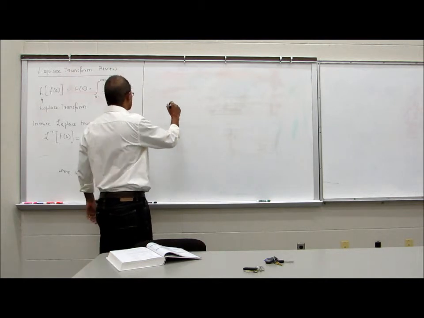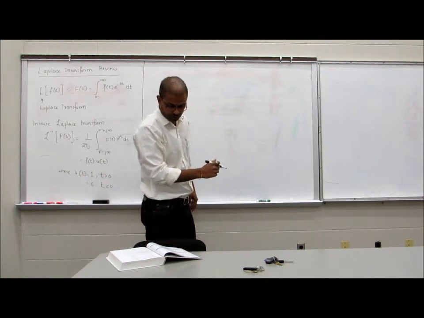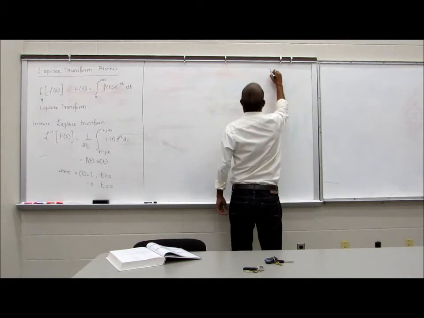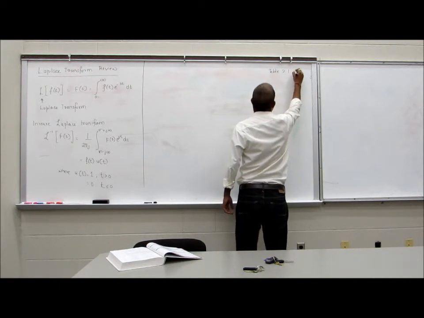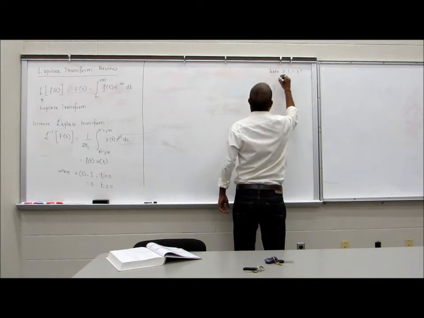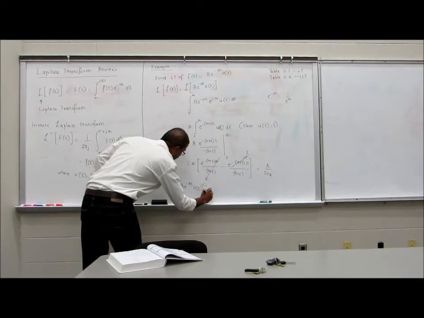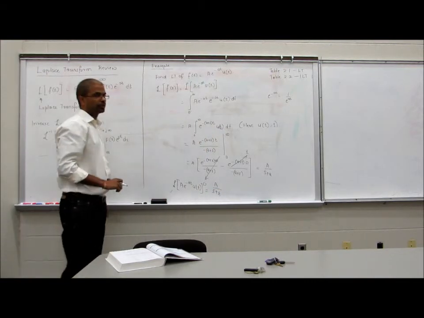Now from the textbook, we're going to use table 2.1 and 2.2. Table 2.1 is the Laplace transform table, and the entry is A over S plus. Okay.